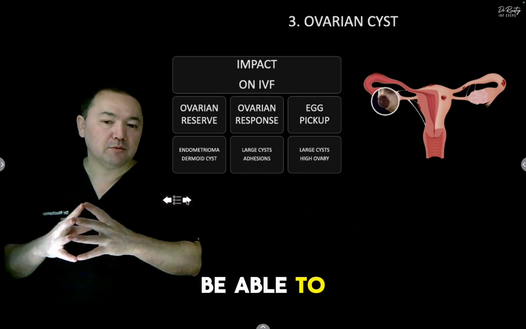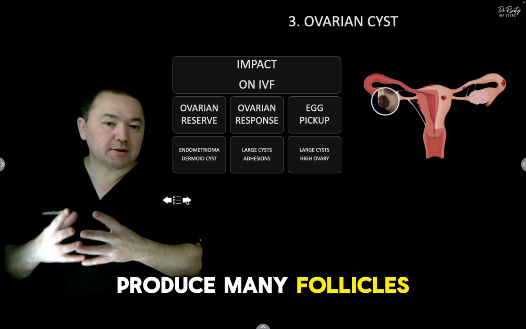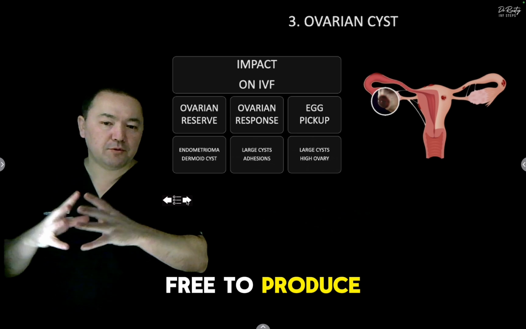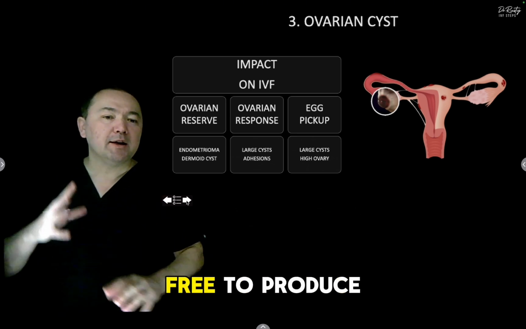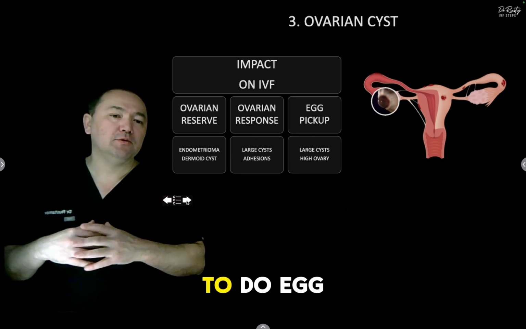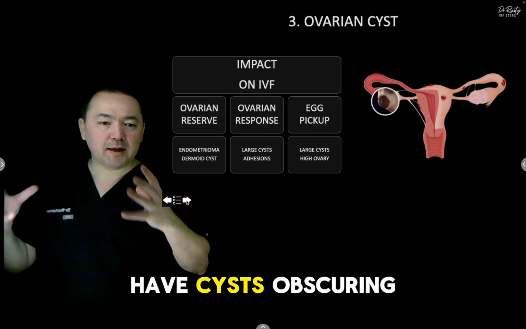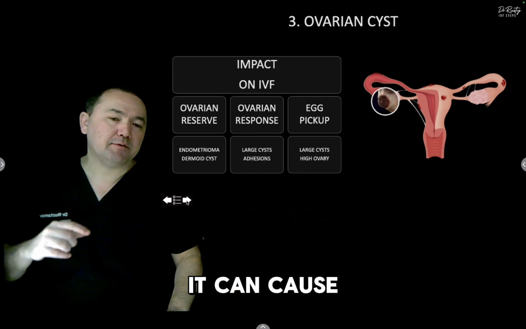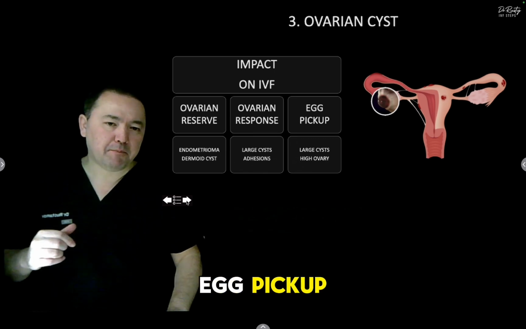You may not be able to produce as many follicles because your ovaries have to be free to grow follicles. Then it can make it difficult to do egg pickup because if you have large cysts obscuring the view to the follicles, it can cause some difficulties during egg pickup.